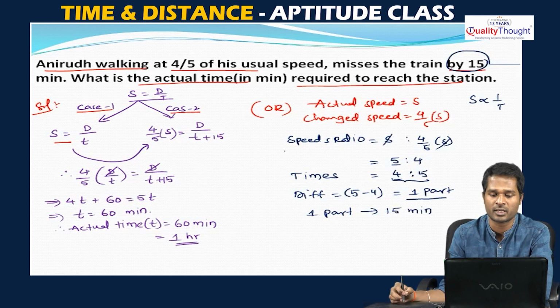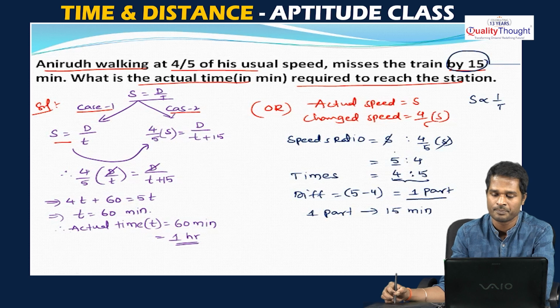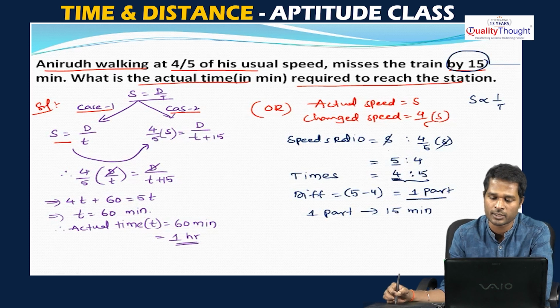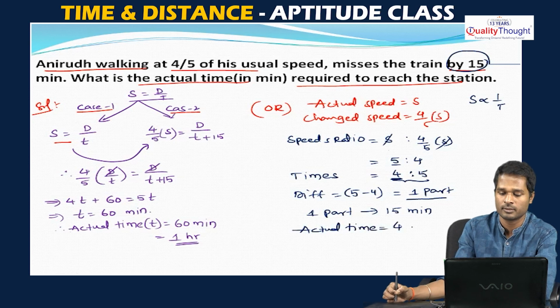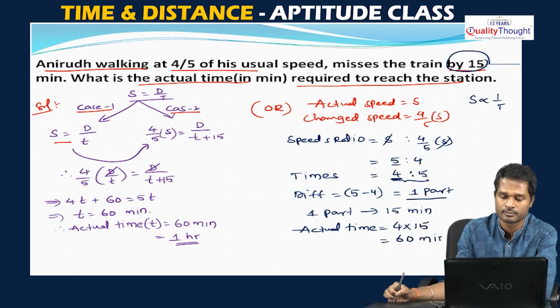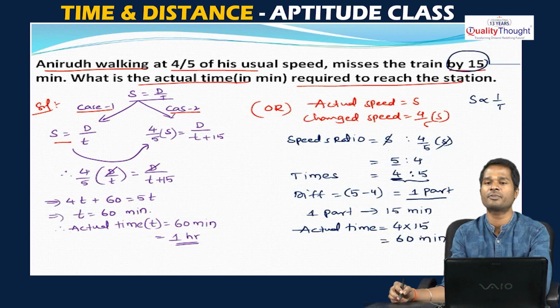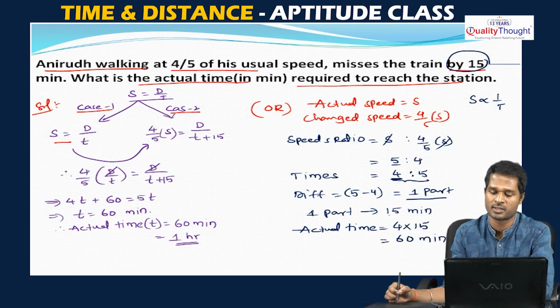So the actual time required, see, it is a changed speed. So the actual time required is 4 parts. That means 1 part is 15 minutes. So 4 parts is 4 into 15, that is 60 minutes, which is equal to 1 hour.